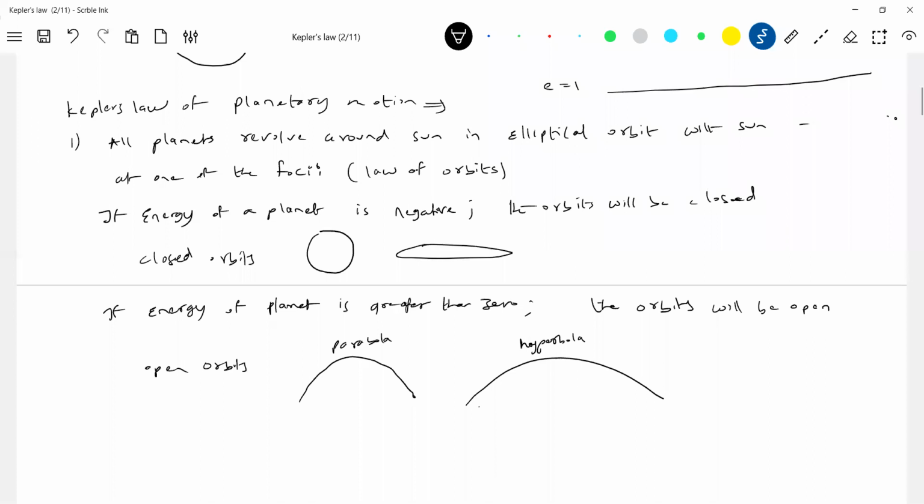Now what will happen if the energy of a planet is greater than or equal to 0? Then it will be open orbits. What are open orbits? Parabola. These are not periodic motion. The planet will not describe periodic motion. The motion of the planet will not be periodic.